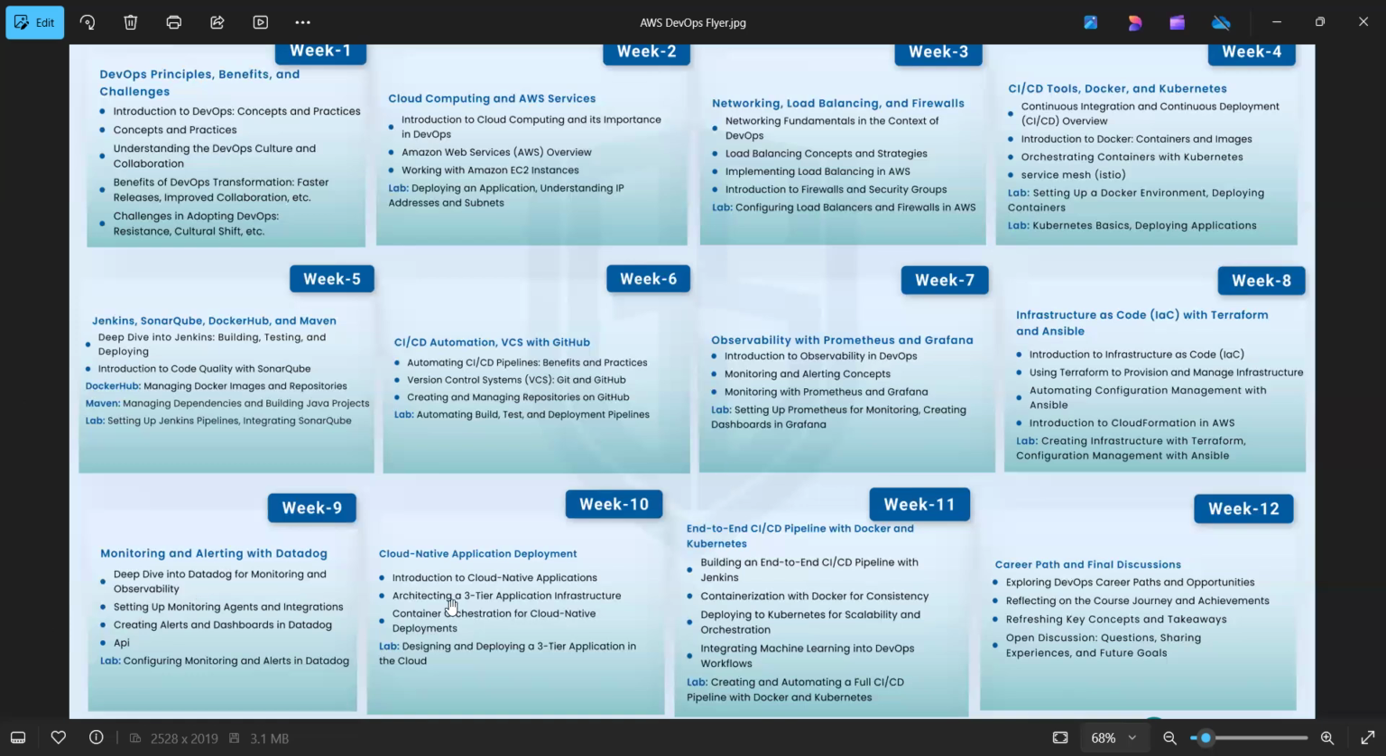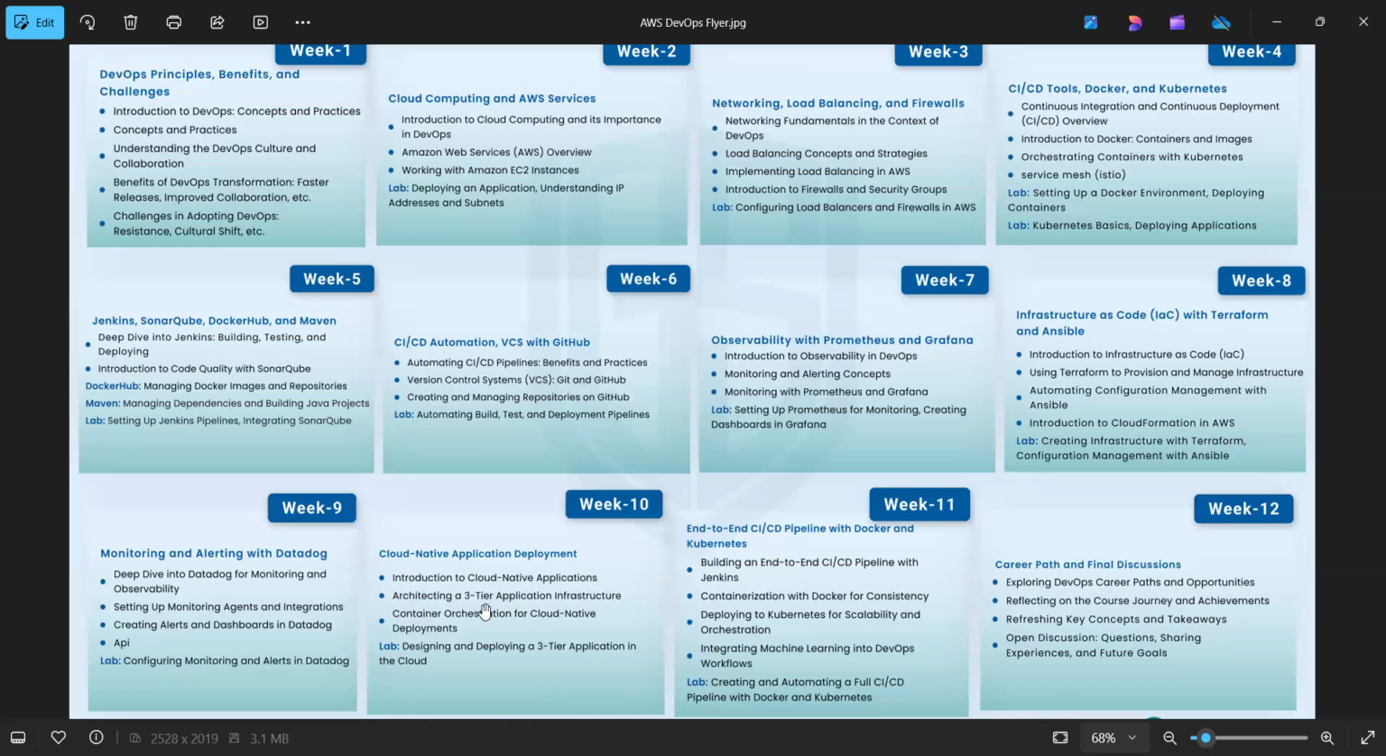Then week 10, we did cloud native application deployment, 3-tier application deployment. Then I think this is the old syllabus for batch 1. This is it. So I included the 10-tier application that we deployed in Kubernetes instead of 3.